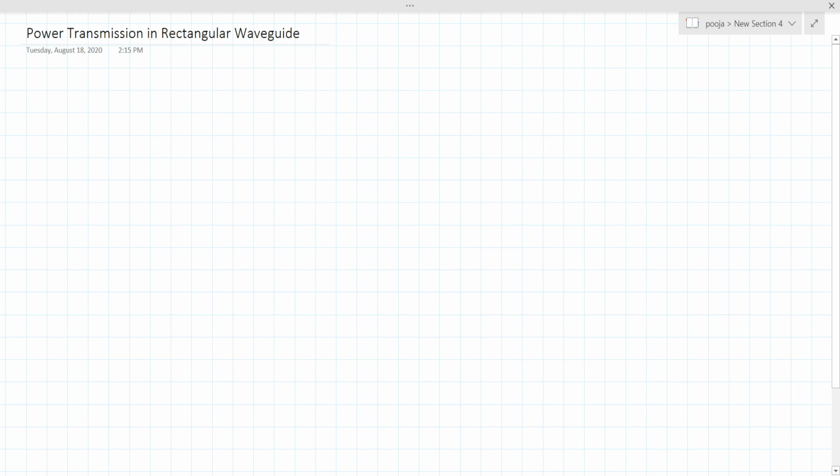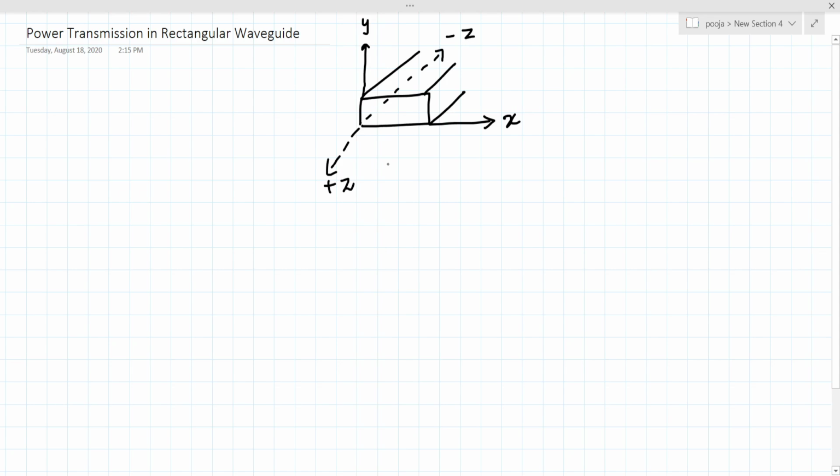In this lecture, we'll study the power transmission in rectangular waveguide. A rectangular waveguide is a hollow metallic tube of rectangular cross section in which the wave is propagating in one of the directions. In this course, we have studied this rectangular waveguide and we have considered that wave is propagating in this positive z direction.